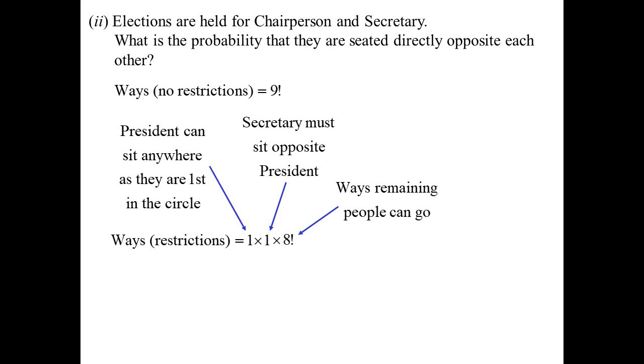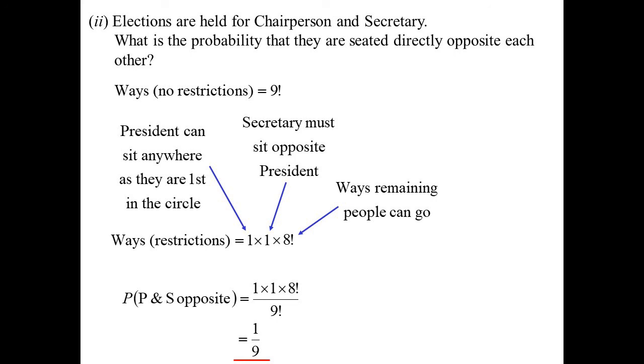The other 8 people are now going to go in the circle. But because the positions are now defined, it is going to be 8 factorial. It's only when you initially place in a circle, you subtract 1. Once someone's in the circle, positions are defined, so it's exactly the same as a line. So that's 8 factorial. So we get 1 times 1 times 8 factorial over 9 factorial, 1 in 9 chance.